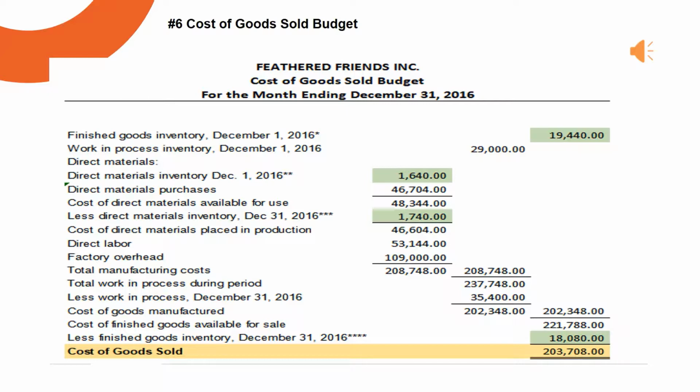$46,604. We add the total cost of the direct labor of $53,144 and the factory overhead of $109,000. That would give us the total manufacturing costs of $208,748. For us to get the total work in process during the period, we add the total manufacturing costs of $208,748 to the total work in process inventory beginning of $29,000.